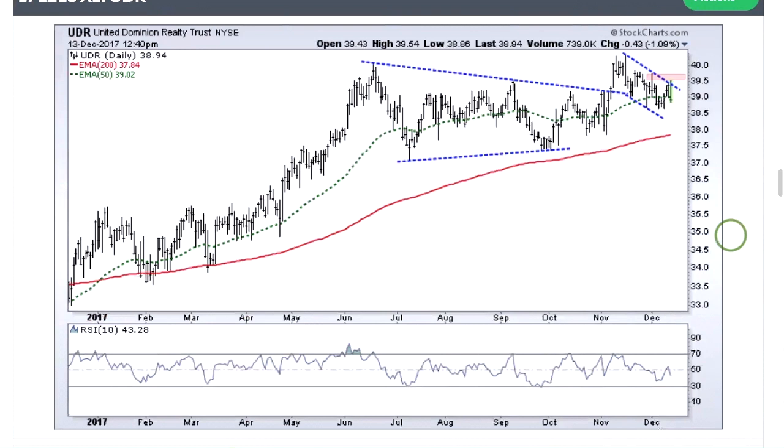So here's United Dominion Realty Trust. I probably wouldn't have put that on if I'd known it was a REIT. I was doing it kind of fast, and I thought it was United Dominion, the trucking company. So always know which sector your stock is in. But regardless, there's an uptrend here. There's a triangle. There's a breakout. A bit of a flag working here, but we need to get a breakout here. And as I pointed out before, if treasury yields move up, that would be negative for REITs and utilities. So that's something to consider.